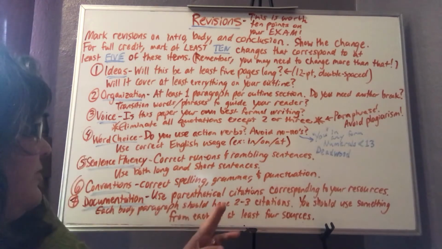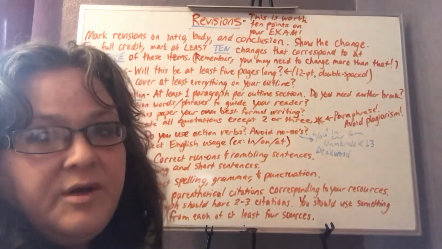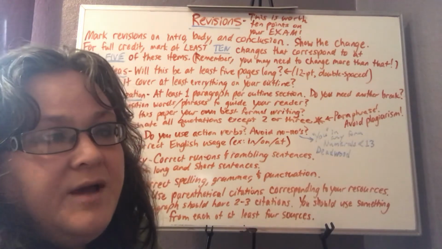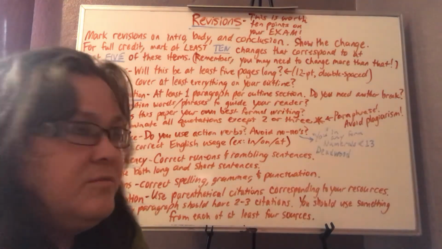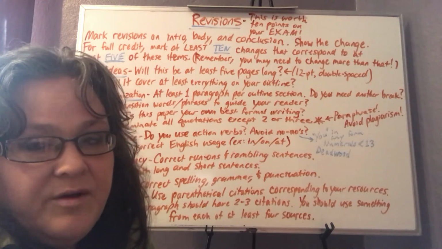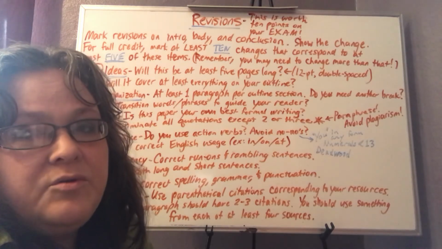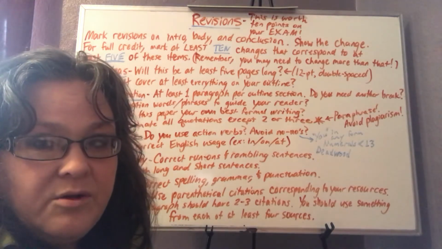Number 7, documentation. Use parenthetical citations corresponding to your resources. So if you have a resource that has a known author, what goes in parentheses next to what you used is the last name of the author. So if you quoted an article by John Smith, then Smith goes in the parentheses.